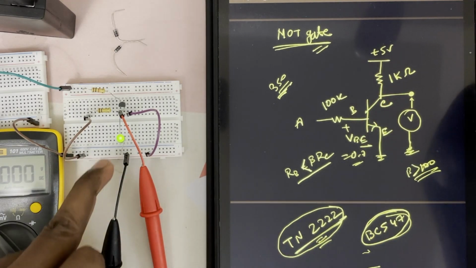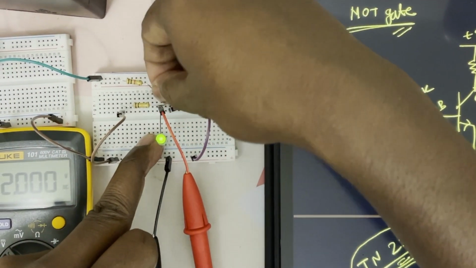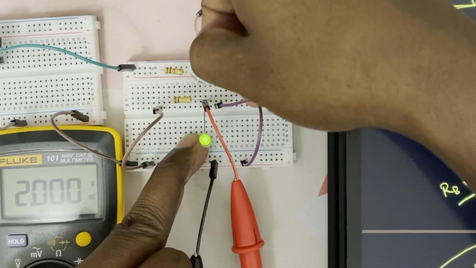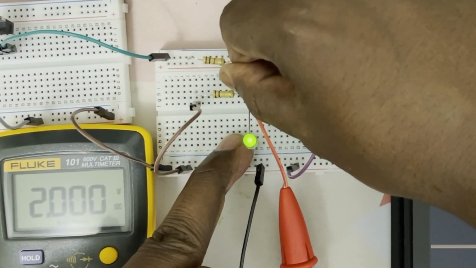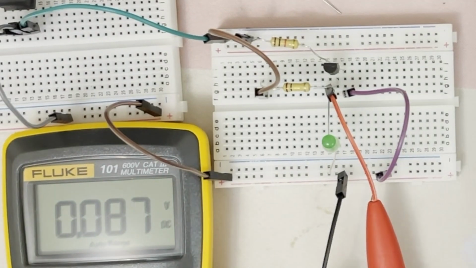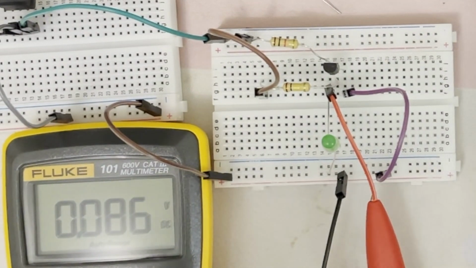So what do I need to do? If I just reverse this one, you can see, and you see it is 0, right? So this one is the most important.